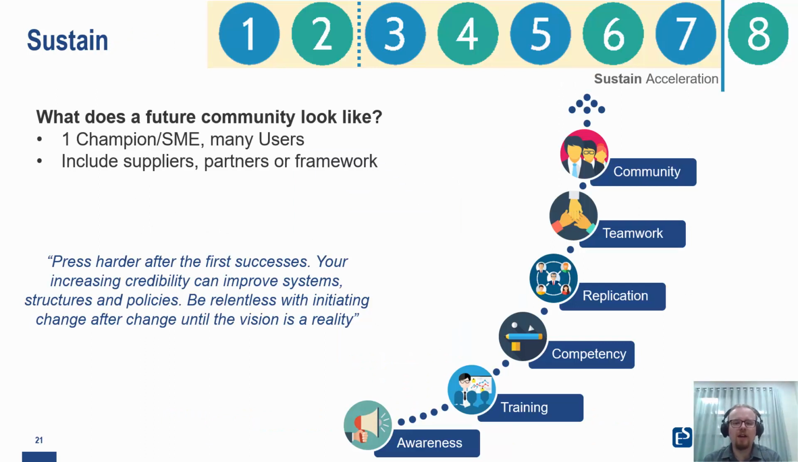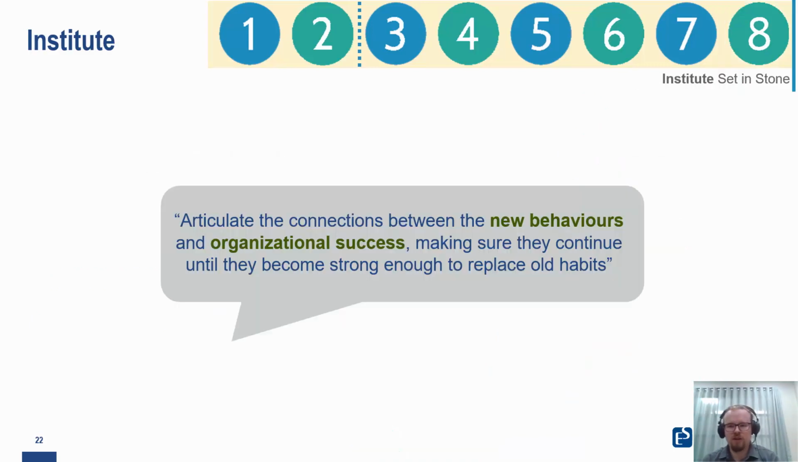Finally, to sustain that acceleration, we might want to look at what a future community might look like. Often this has one subject matter expert and many users, but it might include your suppliers, partners, framework, any of the other organizations that you work with on your design. And finally, we might want to institute that with documentation. It's key that it's understood how that helps your organization succeed. Excellent. So that's a very brief overview of the 8 steps to implementation.